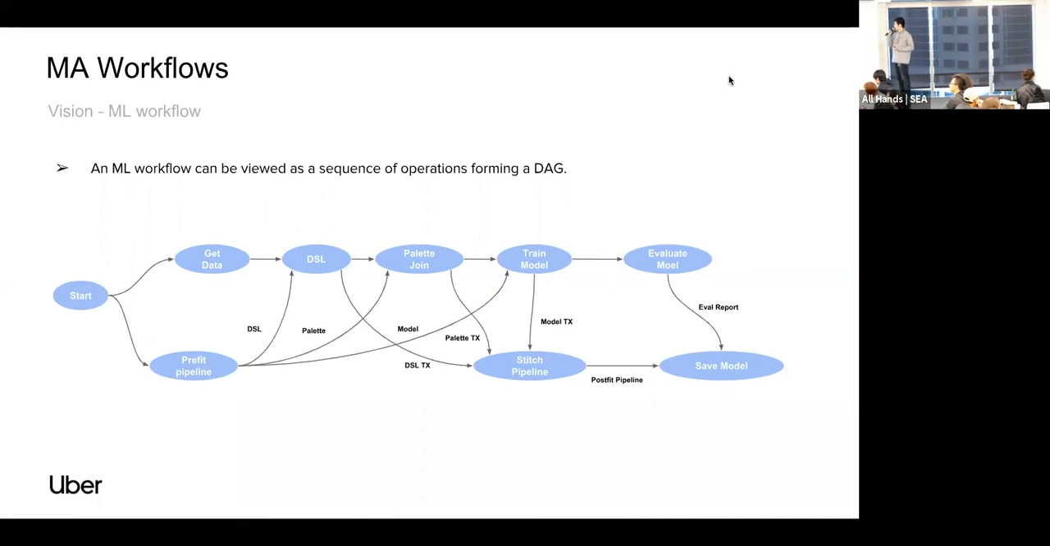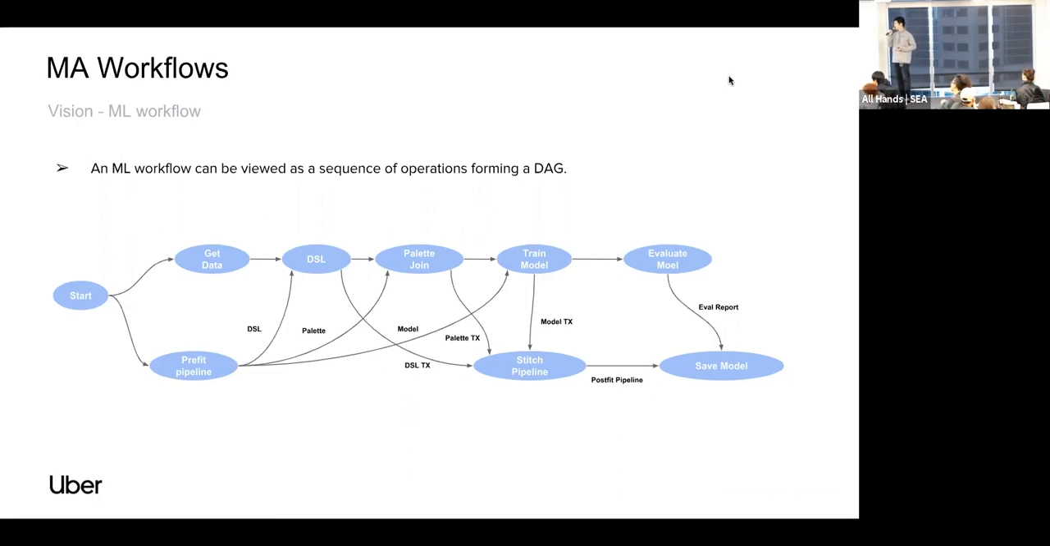And then the train model operator will consume both the training data set and the prefit pipelines, and call .fit on the prefit pipeline to generate the post-fit pipelines. Then the post-fit pipelines will be combined with the output of the DSL transformer and the palette feature join transformer to get the final post-fit pipeline, which is stored to the model store by the save model operator.